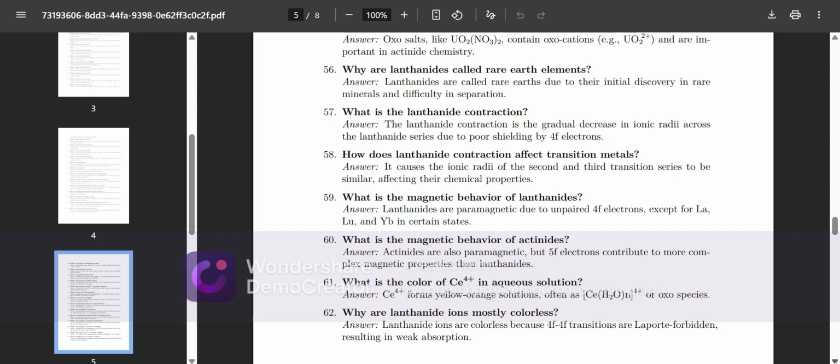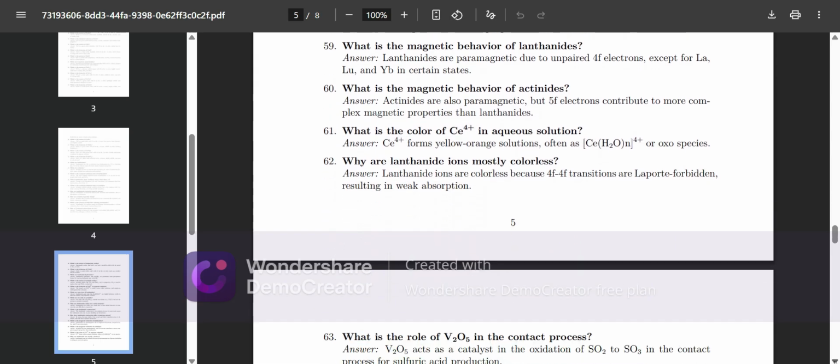What is the magnetic behavior of lanthanides? Lanthanides are paramagnetic due to unpaired 4f electrons, except for La, Lu and Yb in certain states.